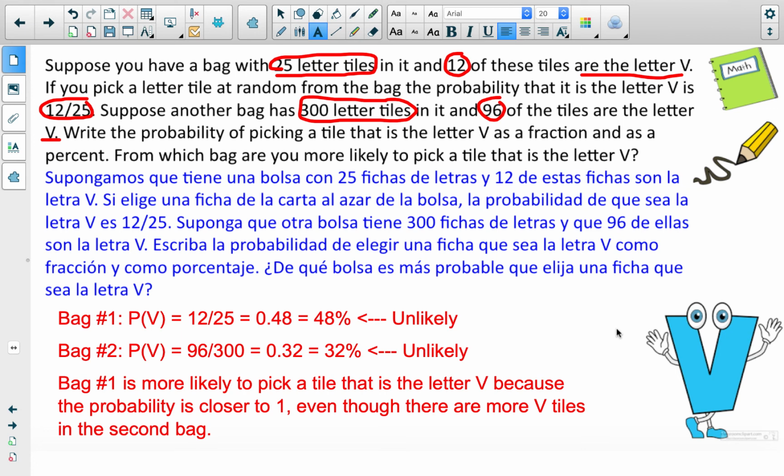Because if, say, you had a bag with 25 total tiles, and all 25 were V, you're going to pick V. If we have 300 letter tiles, and 272 of them are V, you still have a better chance of picking V in the 25 tile bag because that is 100% certain. So with probability, it's not just what is more, it's how does that amount compare to the total amount of outcomes.